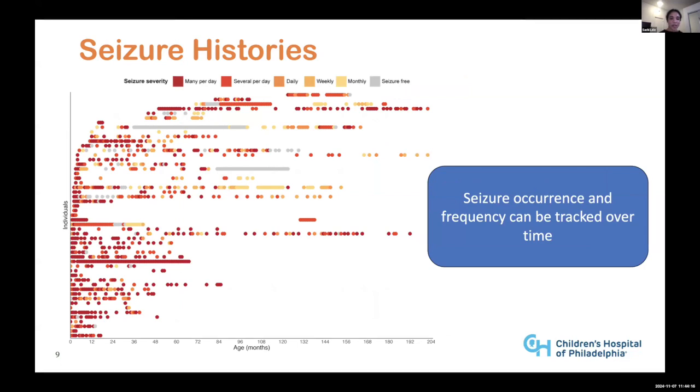In this plot, each line shows an individual and their respective seizure history. You can see that there's a lot of dark red. This means that most of these individuals had over 5 seizures per day, or many seizures per day, especially earlier in their lifetime. You can see with these gray lines that some individuals did maintain seizure freedom for some period of time.